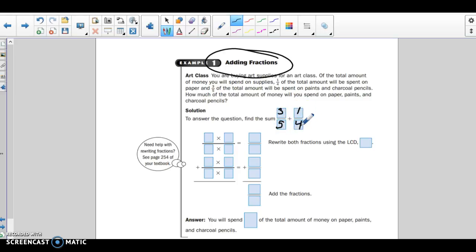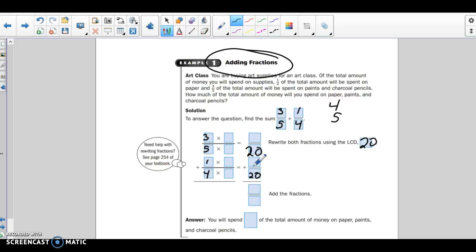Can I add these? I can't. Why can't I add these? They have unlike denominators. So we need to find a common denominator. We could probably make a list, but really, 4 and 5, what do they have in common? 20. So the LCD is 20. So we are going to rewrite 3/5 and 1/4 with a common denominator of 20.